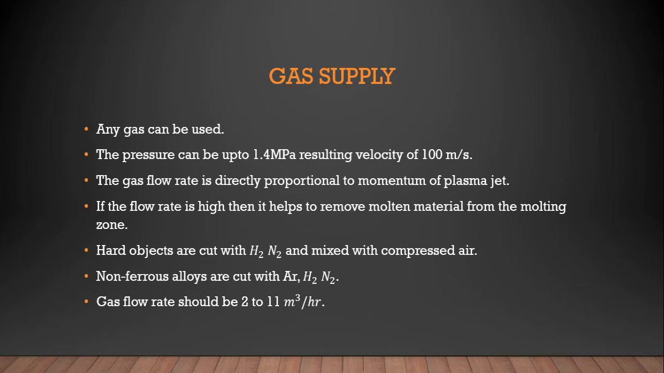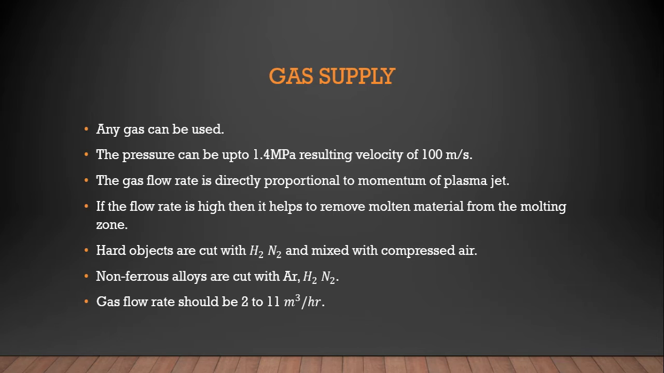Now gas supply. Any gas can be used. The pressure can be up to 1.4 megapascal, which results in a velocity of 100 meters per second. The gas flow rate is directly proportional to the momentum of the plasma jet. If the flow rate of the gas is higher, then the momentum of the plasma jet will ultimately be higher. If the flow rate is high, then it helps to remove molten material from the melting zone.